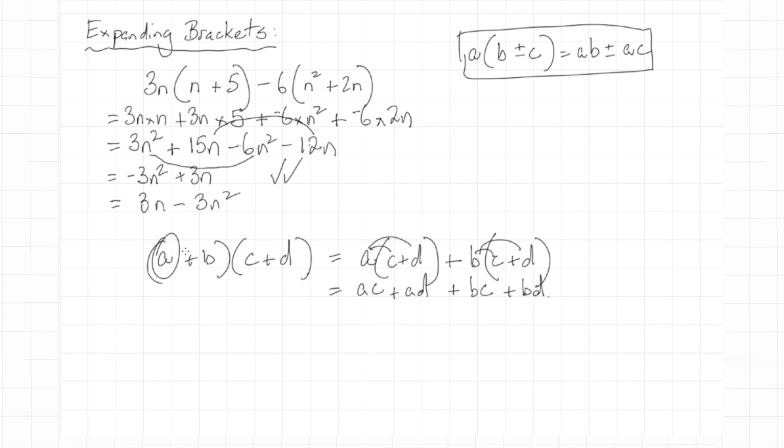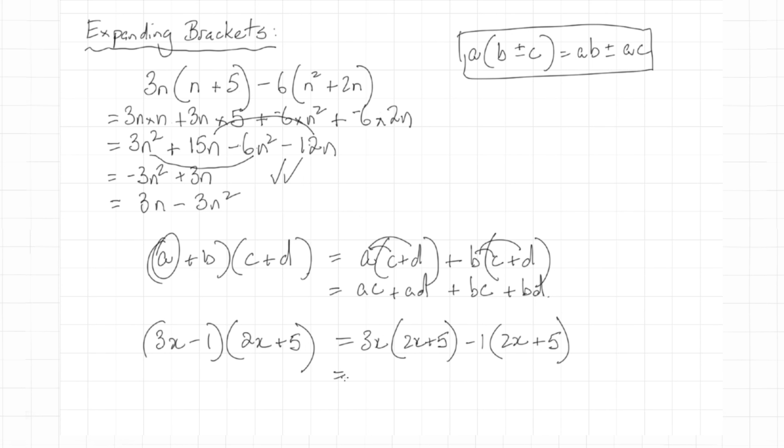Okay, let's see how it all works. So if we have 3x minus 1 times 2x plus 5. Okay, so the 3x has got to be distributed over the second bracket, and then the negative 1 has got to be distributed over the second bracket. We can then use the distributive law, 3x times 2x.